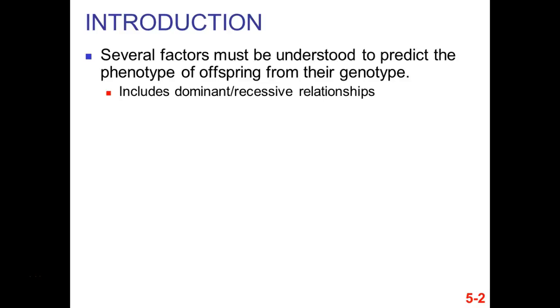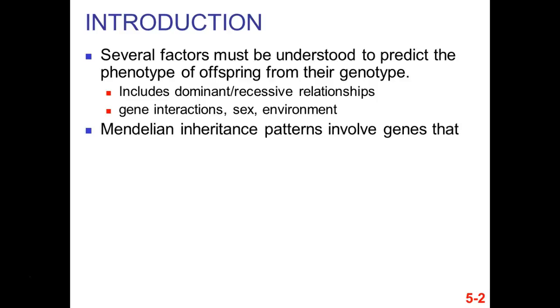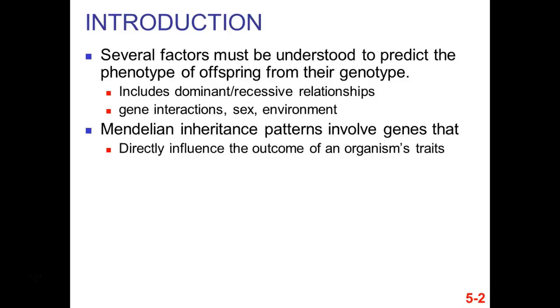So we've learned several different things like dominant versus recessive. We've looked at gene interactions. We've even looked at how sex relates, and even environment to a certain extent. So Mendelian inheritance patterns are ones that directly influence the outcome of the organism's result, right? So most of the pea plant stuff that we looked at, and they obey the laws. So what are the two laws that we need to know?